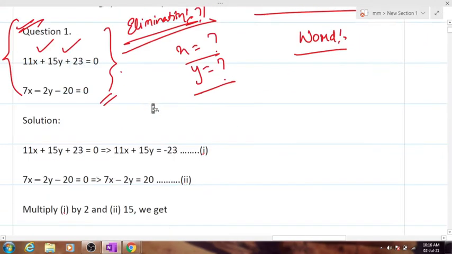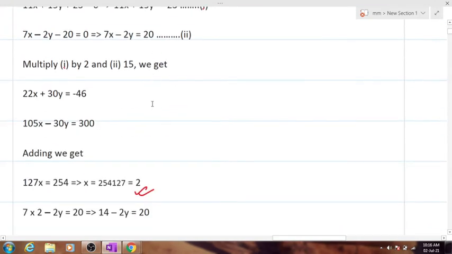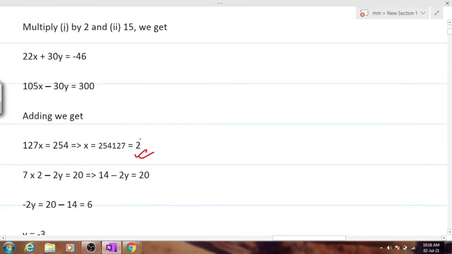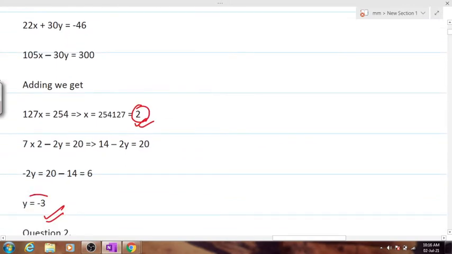The value for x will be 2. How many have got the answer? X as 2. Sir, y equals to 3. Y equals to minus 3. Very good. The value for x is 2. Value for y is minus 3.